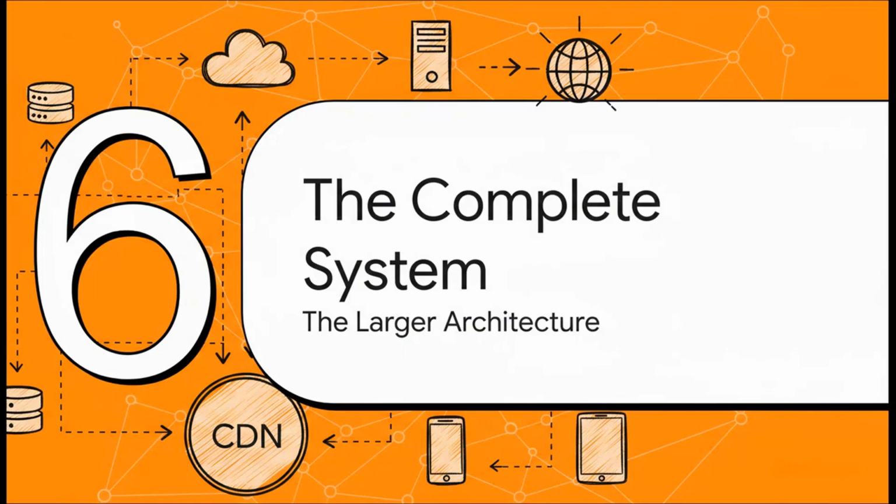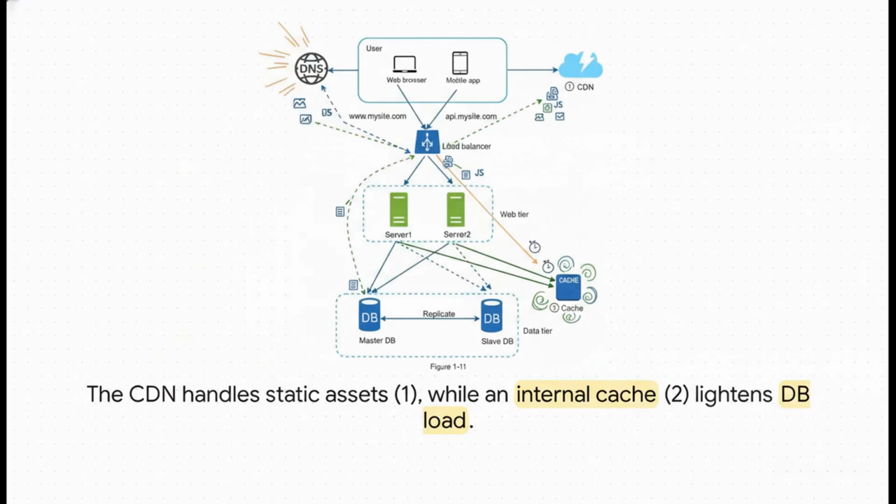So up until now, we've been really zoomed in on just the CDN part. But in any real-world website, a CDN is just one piece of a much bigger puzzle that's all built for speed and reliability. All right, let's take a look at the complete system. A user's request comes in, and the very first thing it hits is the CDN. You can see it there as number 1. The CDN immediately grabs all the requests for static stuff, images, CSS, all that. This alone takes a massive amount of work away from the main servers. Now the rest of the request, the dynamic part, keeps going through a load balancer to the actual web servers.